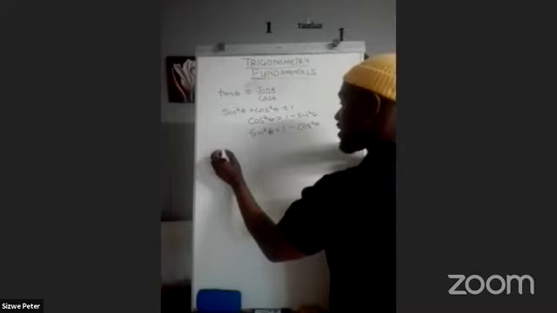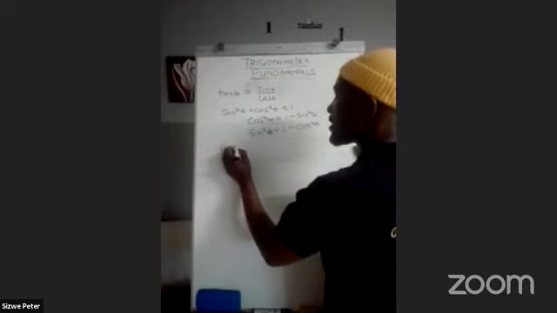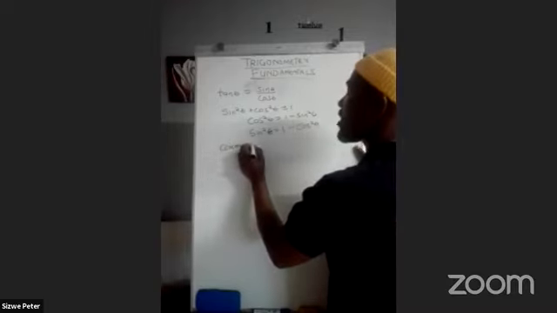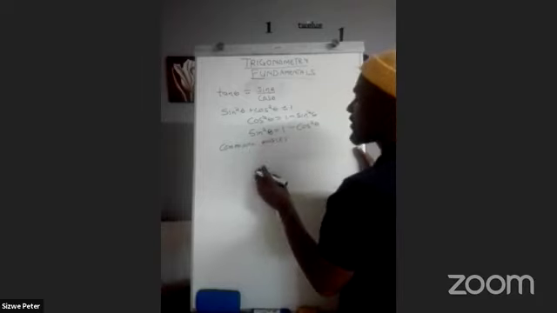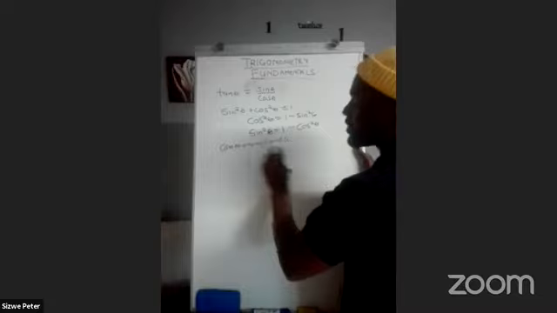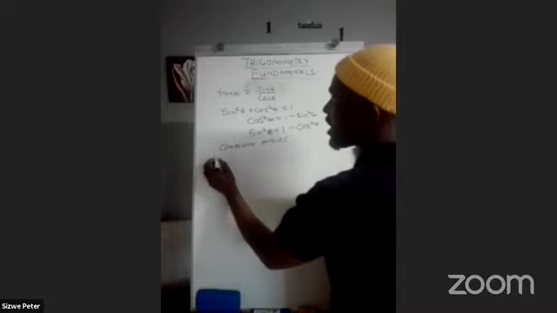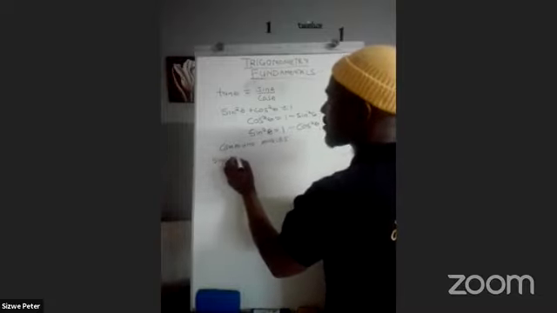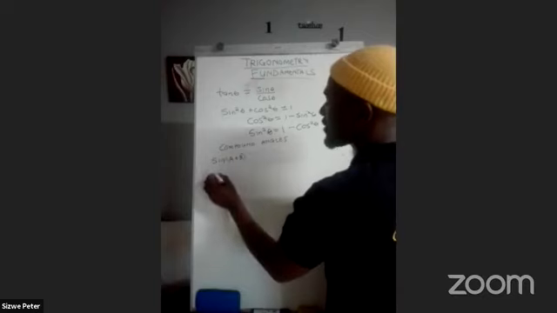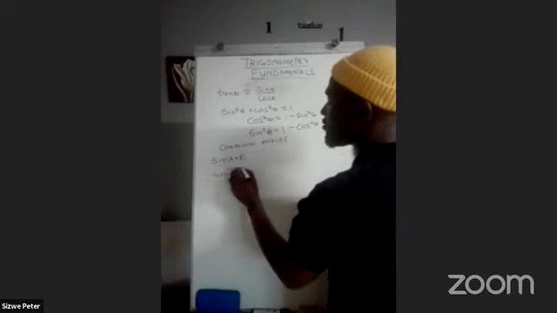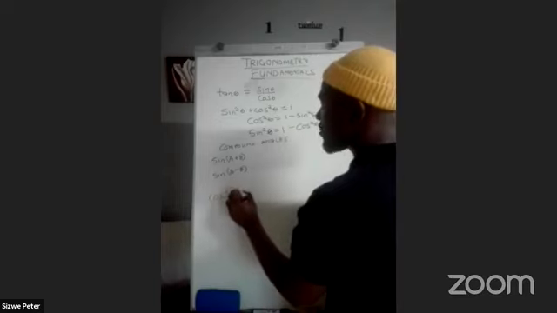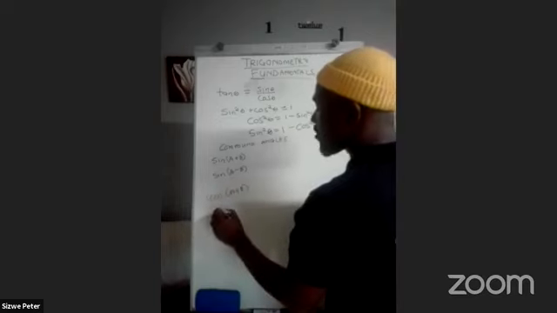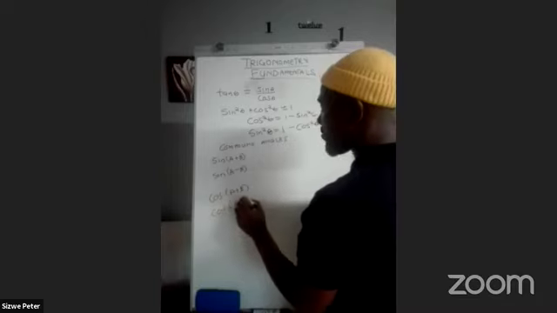Now you have compound angles. These are the basics. Don't worry about this one, you will get this in the formula sheet. I have sine A plus B, sine A minus B, cos A plus B, and cos A minus B.